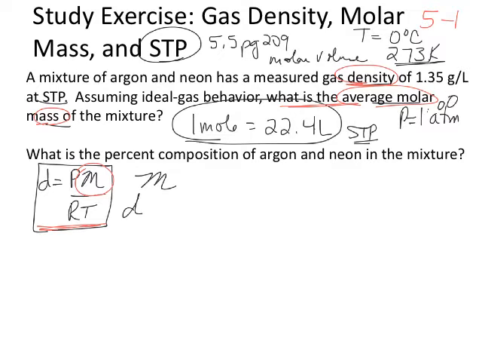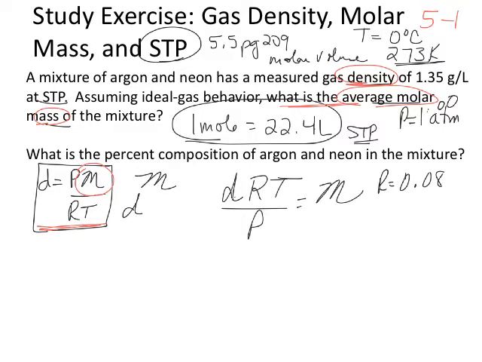So this is going to be density divided by RT. Actually, that's not right, is it? It's going to be density times RT divided by P equals M. So I isolate my variable for what the question's asking, and then I like to define all my variables. So we have R, that's your gas constant, right? 0.08206 liters times atmospheres all over mole Kelvin.